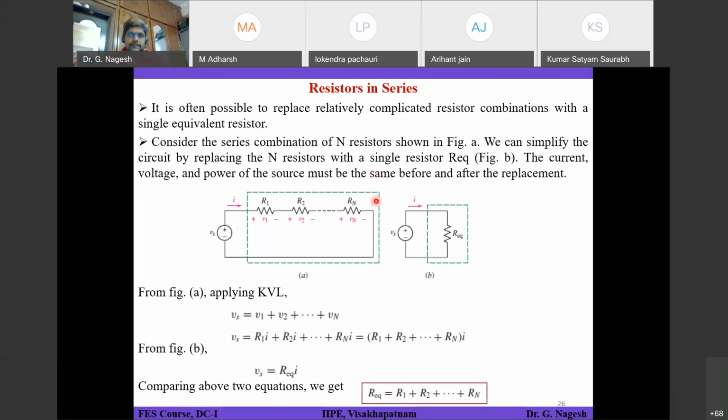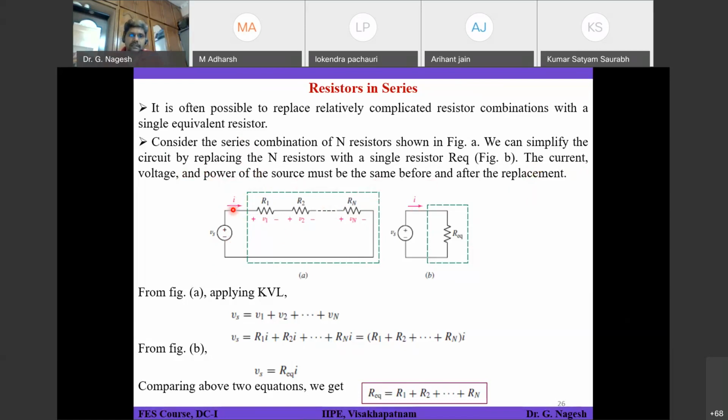So if you see here in figure A, there is some voltage source and resistors are connected in series: R1, R2, R3, so on up to Rn. Okay, right. So it is possible for us to replace all these resistors which are in series by an equivalent resistance, which we denote as R equivalent. In that scenario, the current, voltage, and power of the source must be the same before and after the replacement.